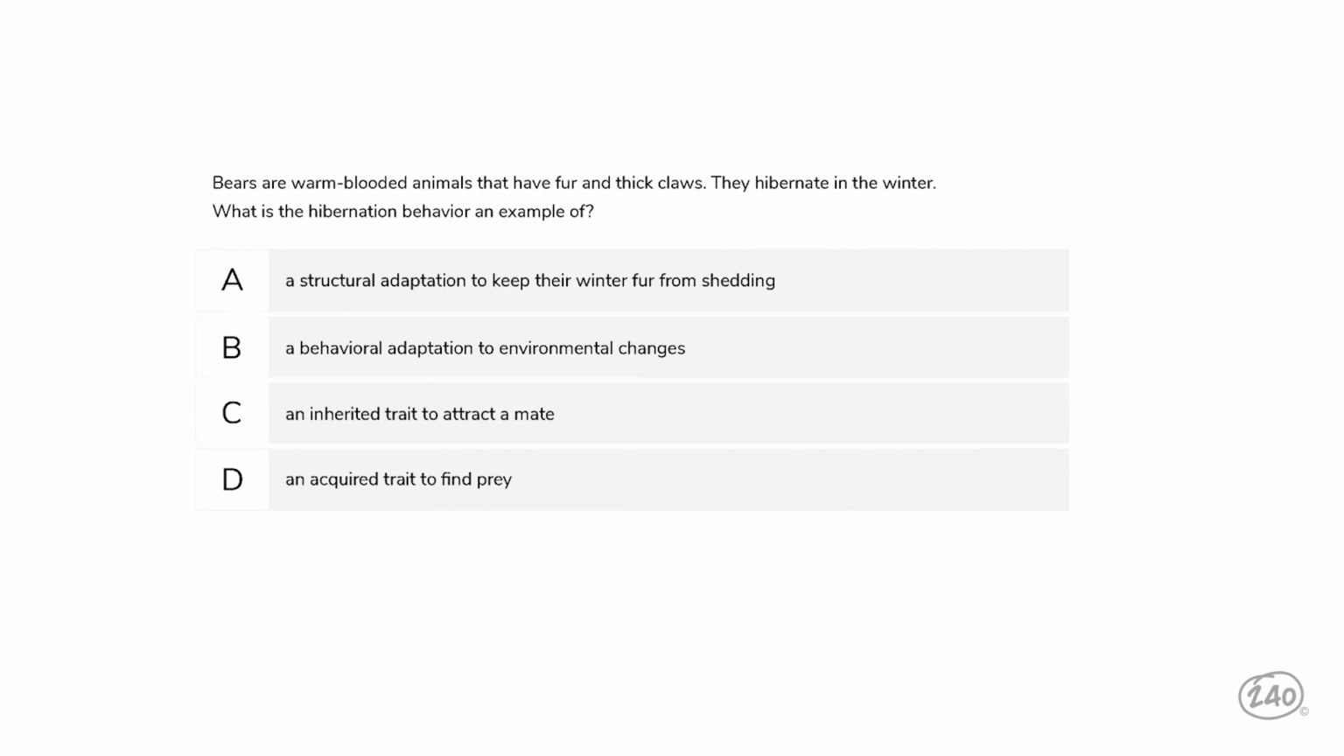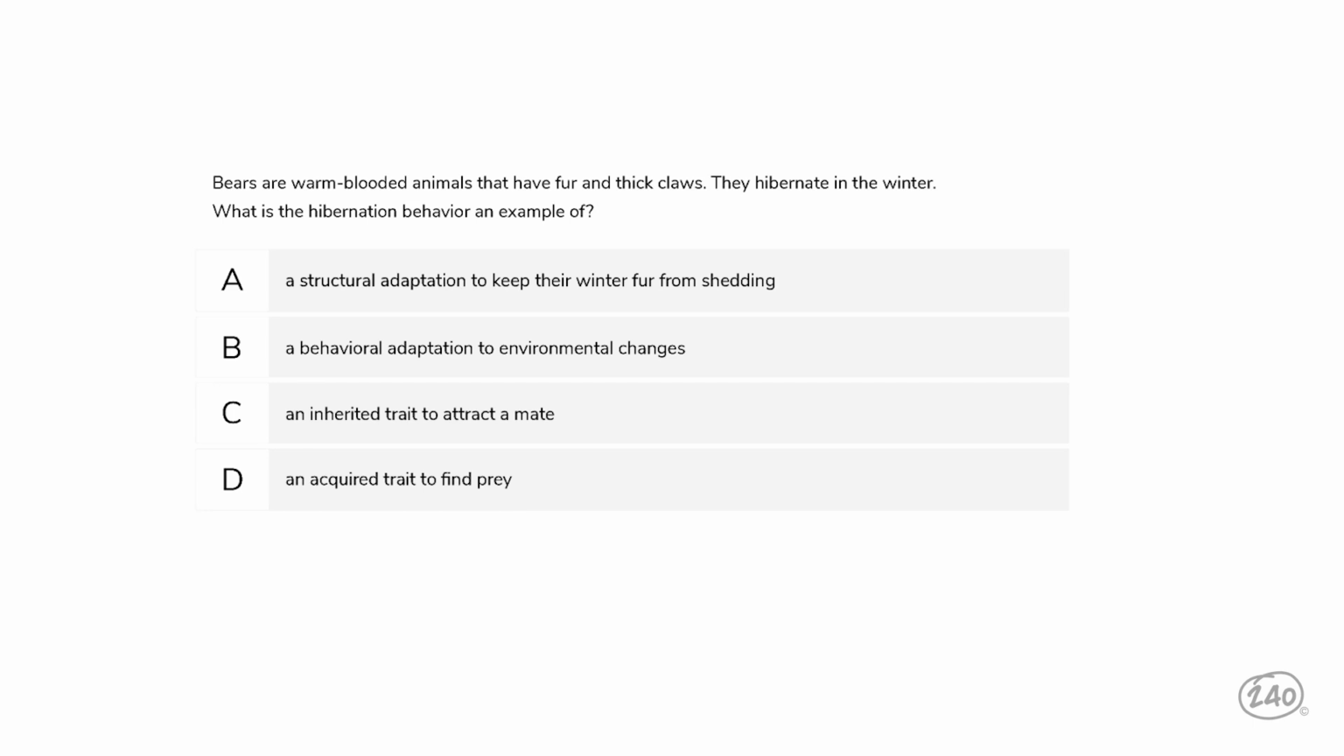Domain 1, done. Now let's hop off the math train and switch tracks to science. On to domain 2. Remember when we talked about adaptations? Bears are warm-blooded animals that have fur and thick claws. They also hibernate in the winter.